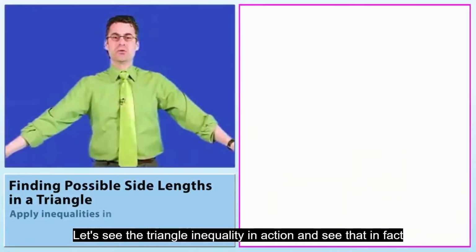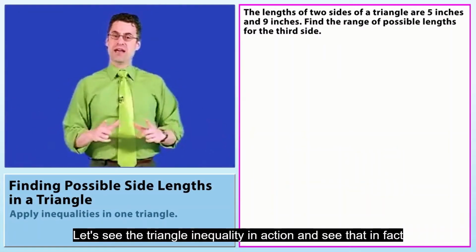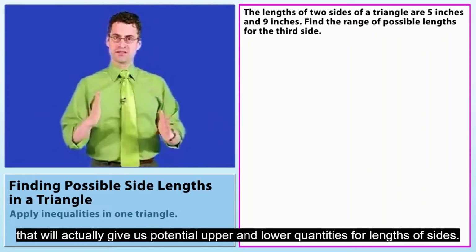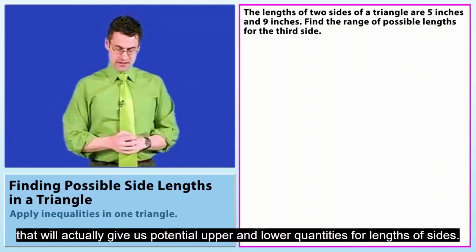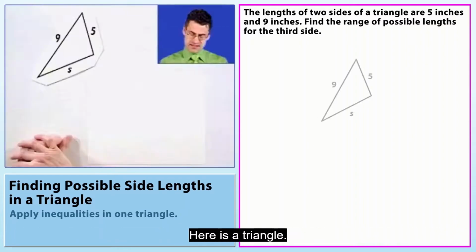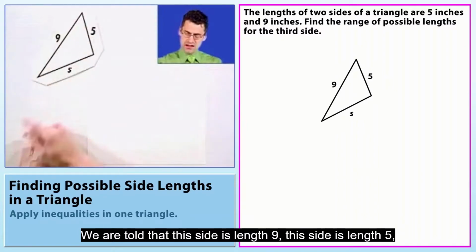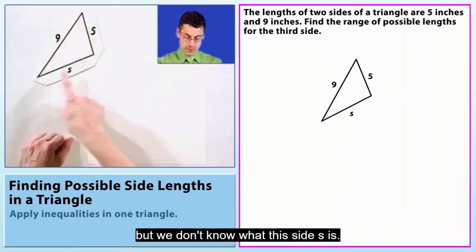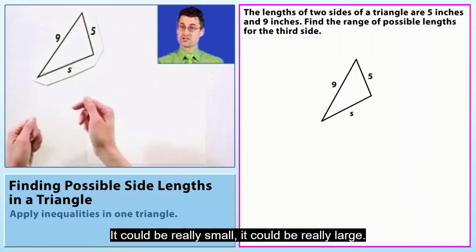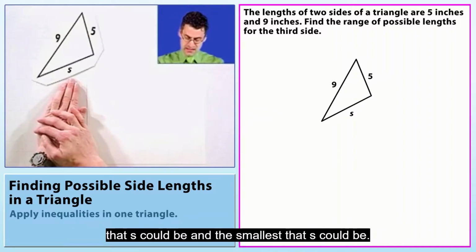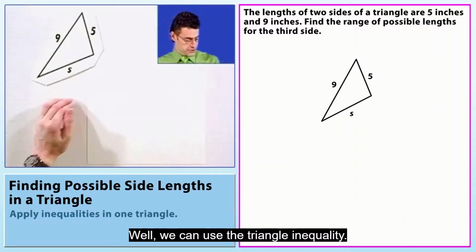Let's see the triangle inequality in action and see that it will actually give us potential upper and lower quantities for lengths of sides, so upper and lower bounds. Here is a triangle. We're told that this side is length 9, this side is length 5, but we don't know what this side S is. It could be really small, it could be really large. And we want to know upper and lower bounds for the largest that S could be and the smallest that S could be. Well, we can use the triangle inequality.